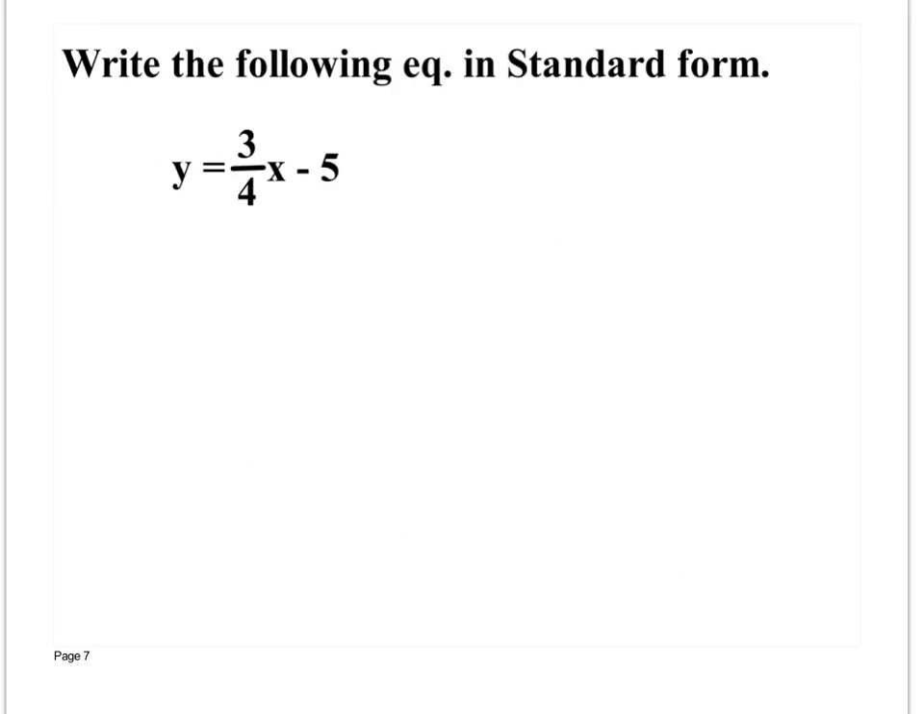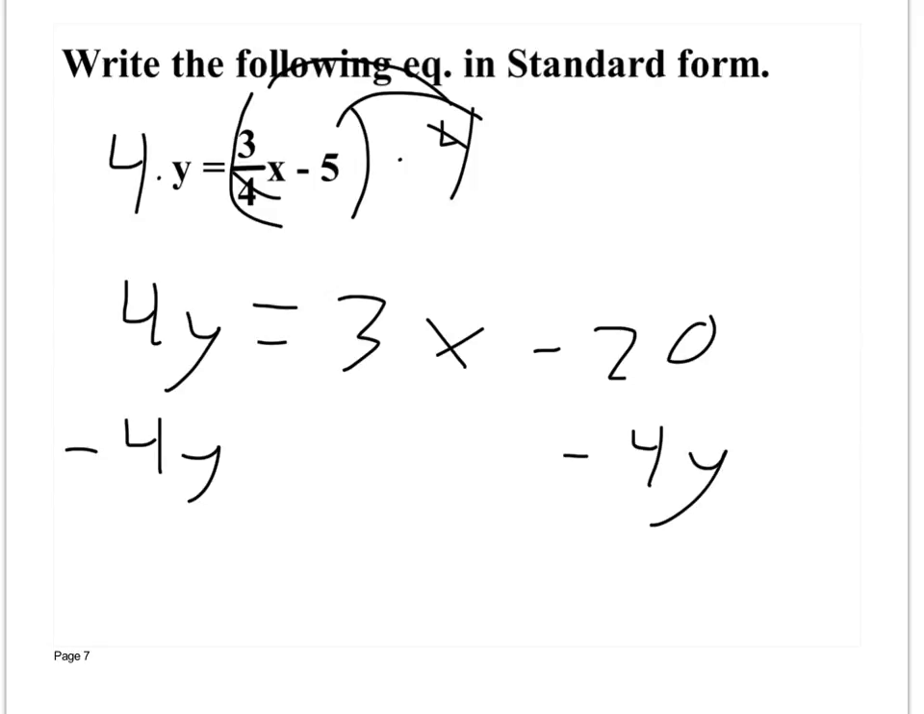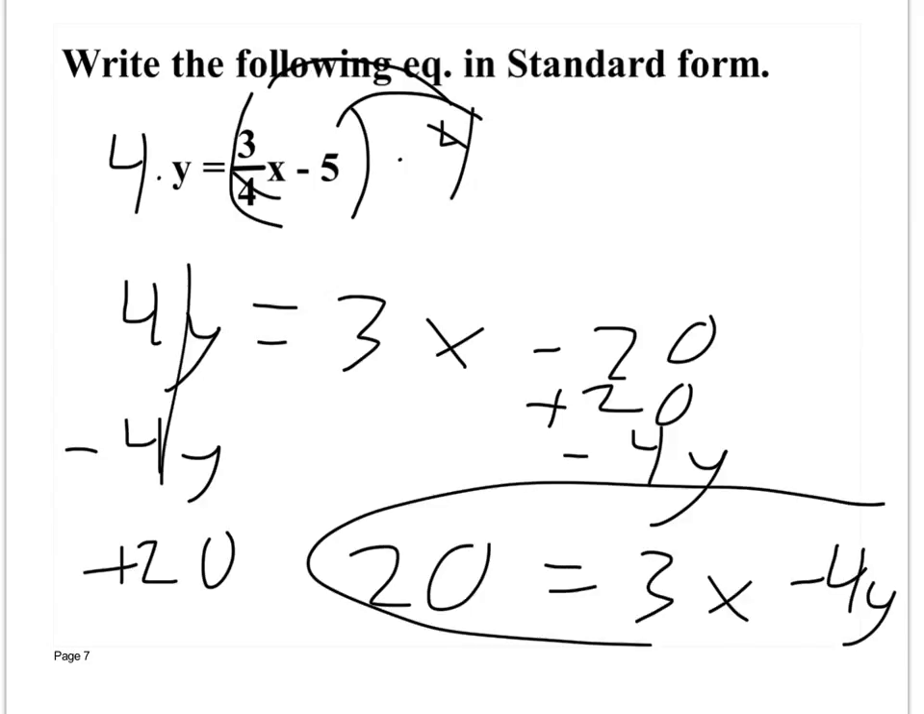I have y equals 3/4 times (x minus 5). I want to get it in standard form. First thing I want to do is get rid of the fraction, so I times everything by the denominator. So I have 4y over here. That would cancel here. That leaves me a 3x. And then the 4 times 5 would be 20. So then I subtract 4y to both sides and add 20. That gives me 20 is equal to 3x minus 4y.